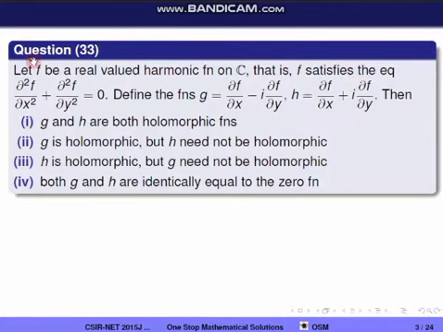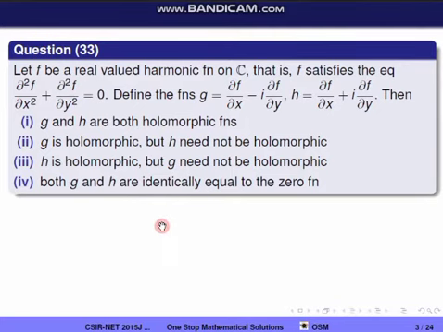First question, 33. Let f be a real valued harmonic function on C. That is, f satisfies the equation ∂²f/∂x² + ∂²f/∂y² = 0. Define the functions g = ∂f/∂x − i ∂f/∂y, and h = ∂f/∂x + i ∂f/∂y. So we are given a harmonic function f here, and g and h are defined by the partial derivatives of f. Then we have to find which of the following options are correct.